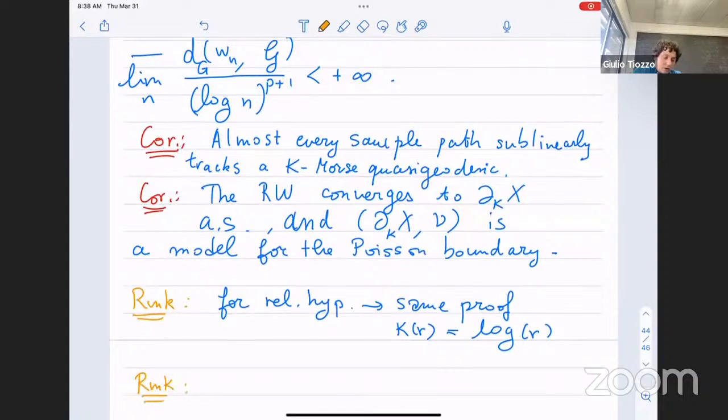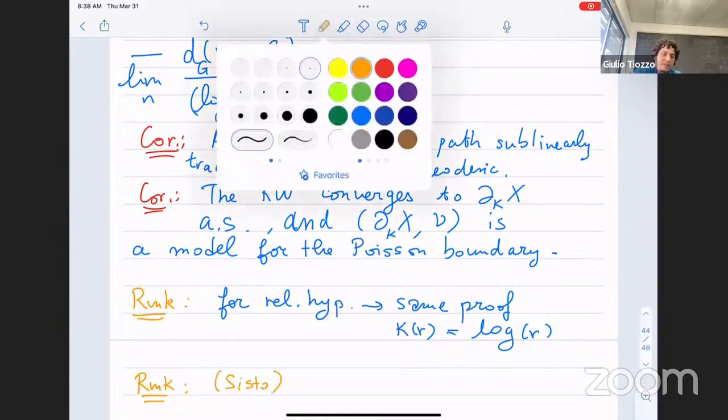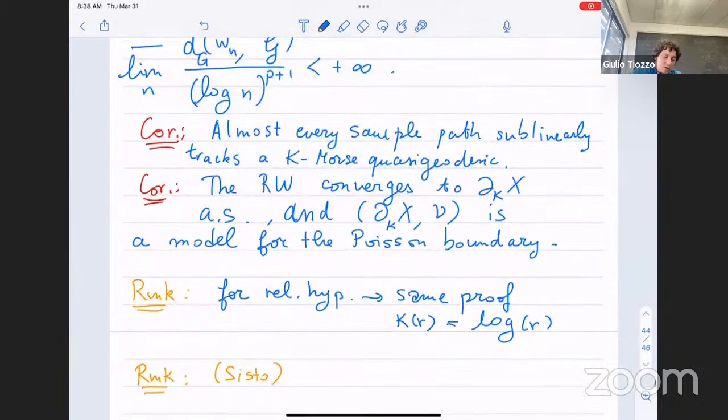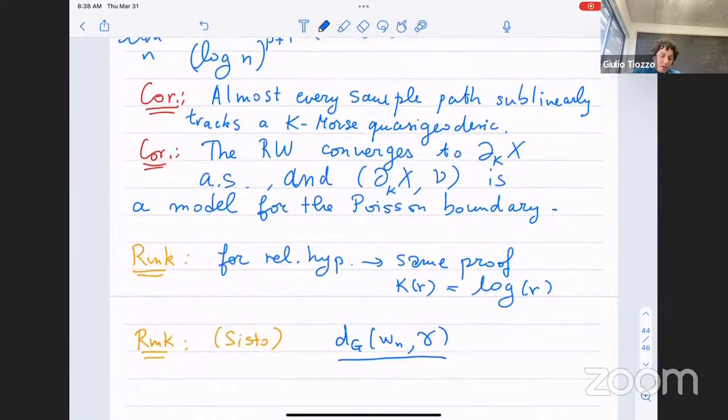So I think there's a paper of Sisto where he proves some statement like this, where of course there's no sublinearly Morse boundary, but just the tracking rate. So he says that there's a geodesic which tracks the random walk on the mapping class group, but his rate is worse than ours. His rate is like square root of n log n. In fact, he already proves the log r tracking also for relatively hyperbolic groups.